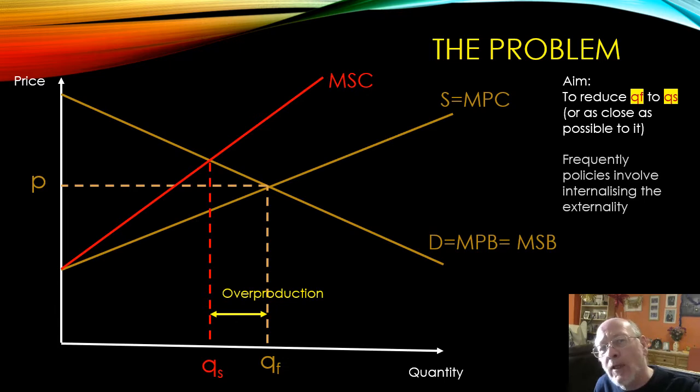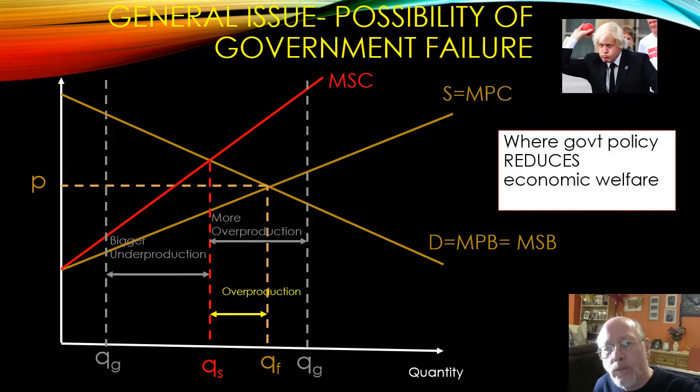Now, frequently the policies involve internalizing the externality, to make the decision maker think, not necessarily explicitly, about the externality so they actually produce or consume less of something. With all of the measures that we're going to be looking at, one way of getting some marks is by looking at the possibility of government failure.